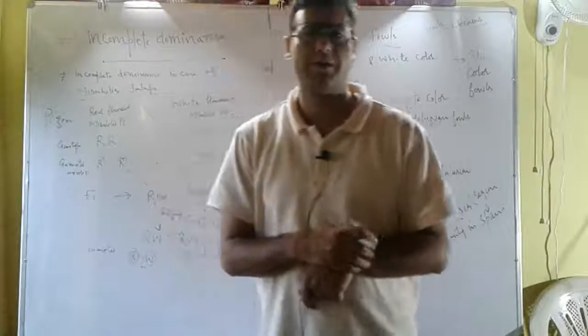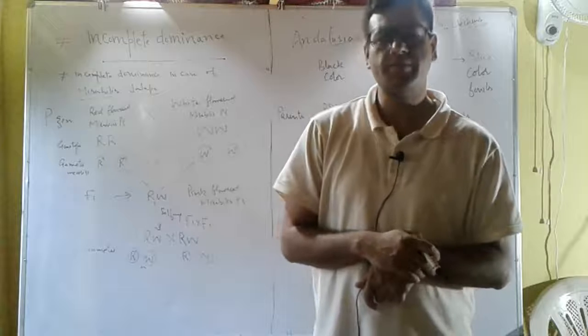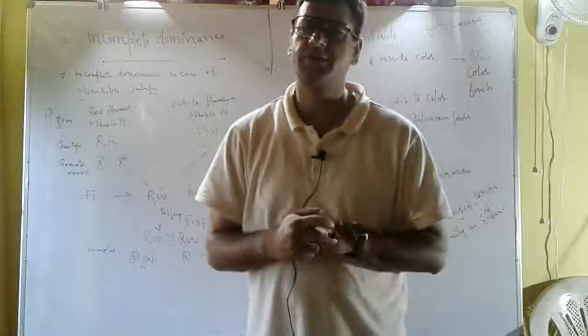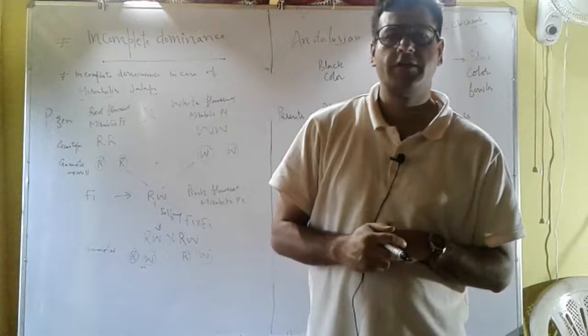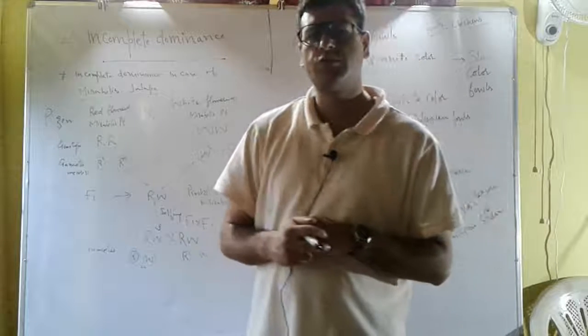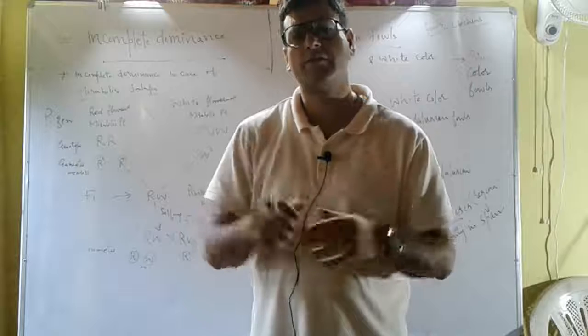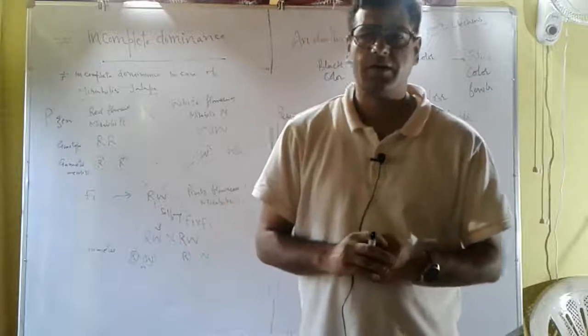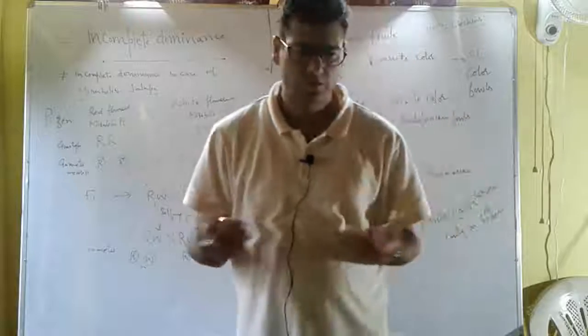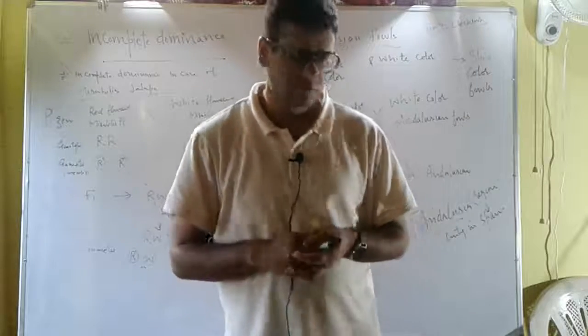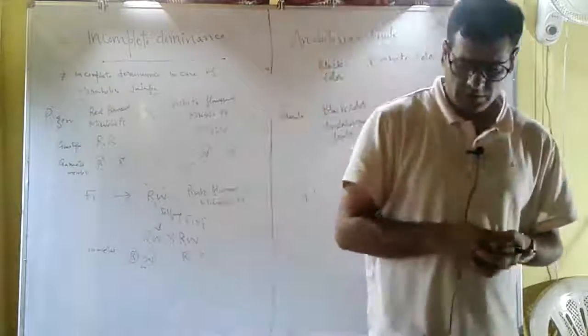So this was a case of incomplete dominance. This incomplete dominance is basically an exception to the law of dominance, which says that F1 individuals resemble one of the parents, while in case of incomplete dominance, the F1 individual does not resemble any of the parents. So it shows an intermediate phenotype.